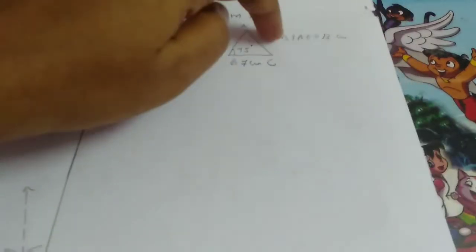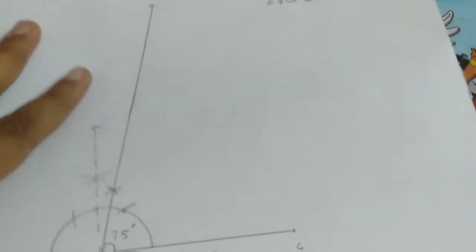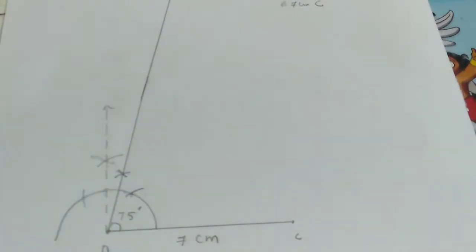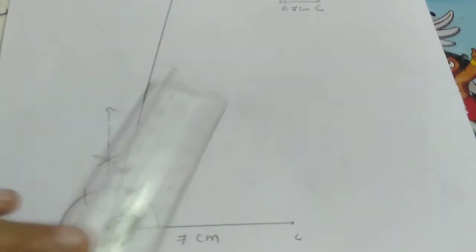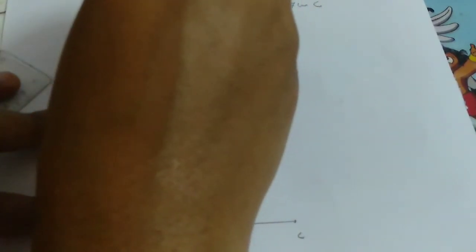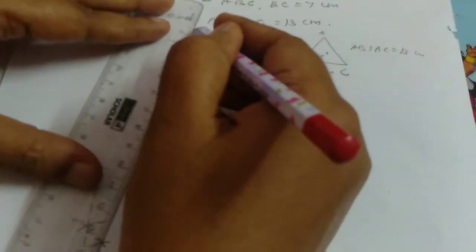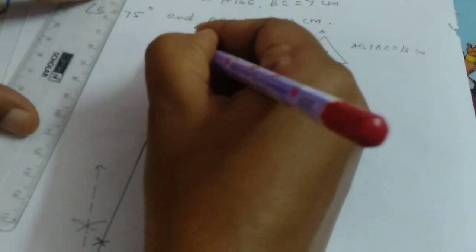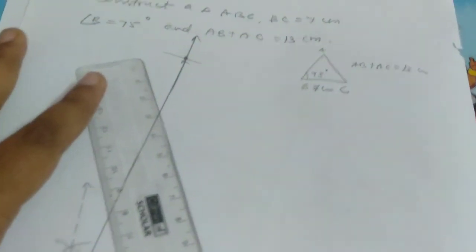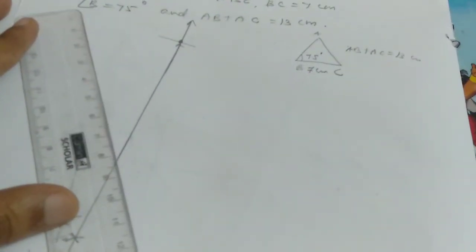Afterwards, we are going to see AB plus AC is 13 centimeters. That 13 centimeters you are going to cut with one arc here. Using a compass, measure 13 centimeters. I measured. So keep it here and cut one arc like this. It comes under lengthy, so you have to extend this line. Now from this point to C you are going to join.